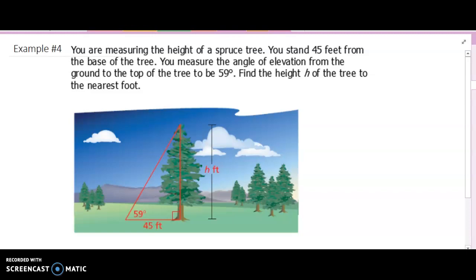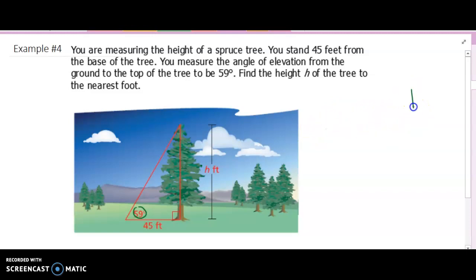All right, so let's do a couple word problems and then we'll call it a day. All right, so you are measuring the height of a spruce tree right here. You stand 45 feet from the base of the tree. You measure the angle of elevation to the ground of the top is 59 degrees. Okay, find the height of the tree to the nearest foot.